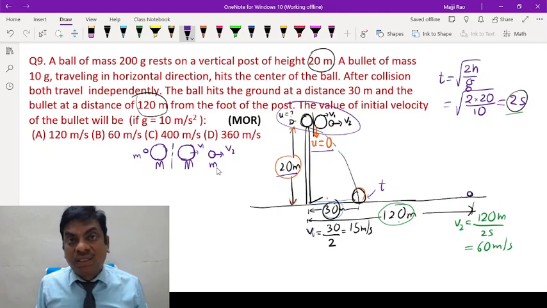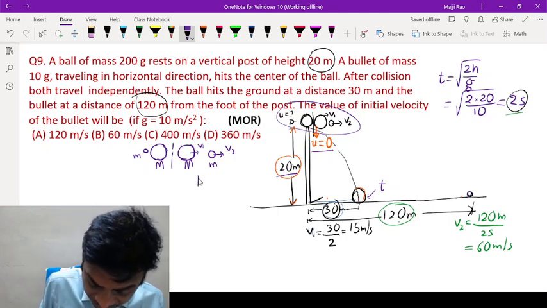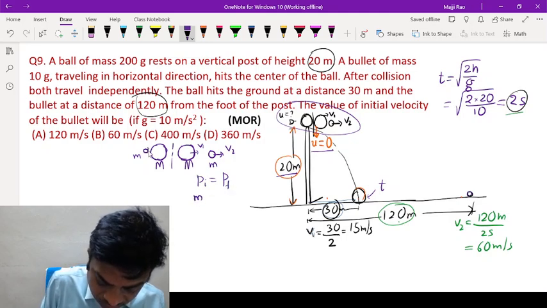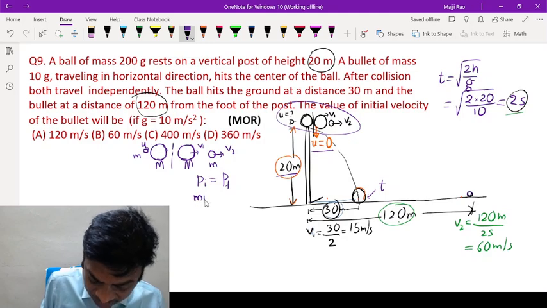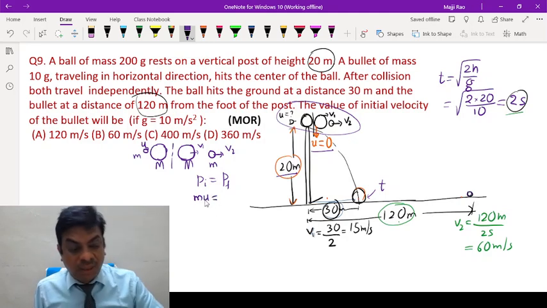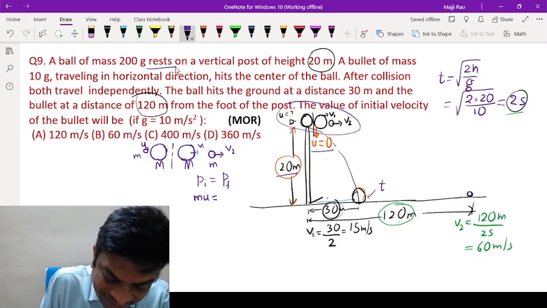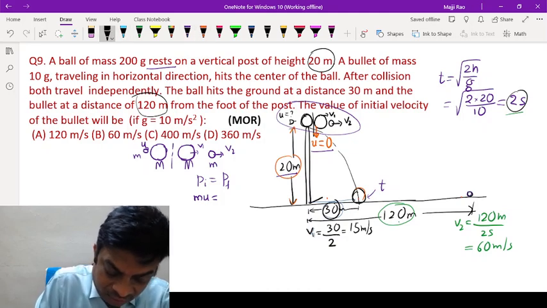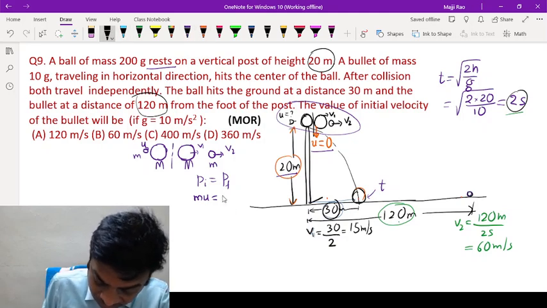If you apply the law of conservation of momentum, then initial momentum is equal to final momentum of the system. Initial momentum is only the bullet has the momentum initially. There is no momentum of the ball because the ball rests on the top of the pole. Whereas for momentum after the collision, you have this.